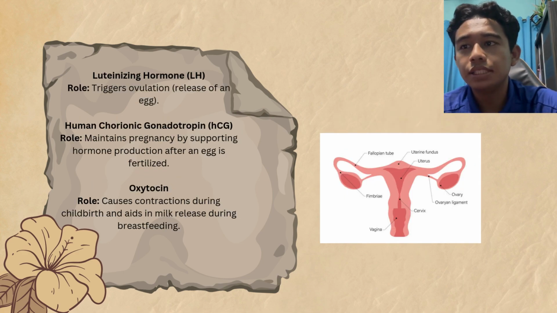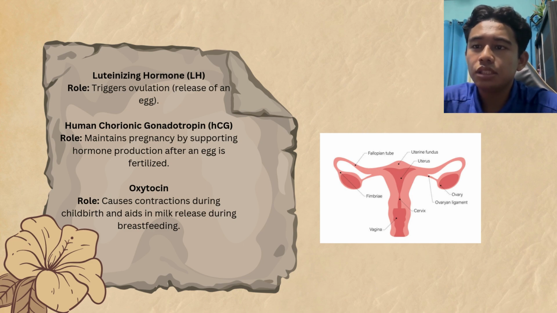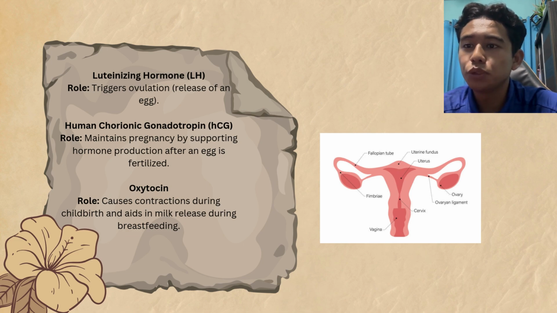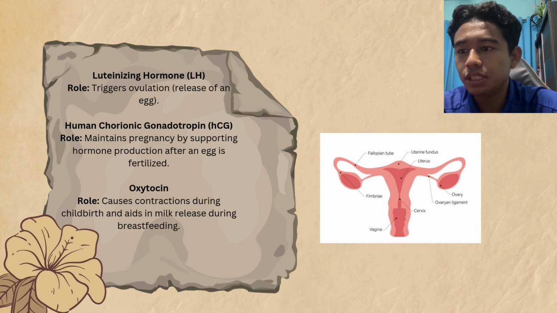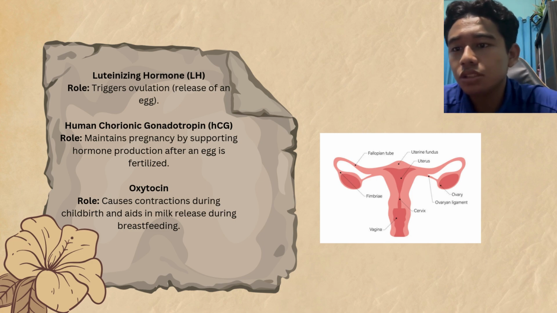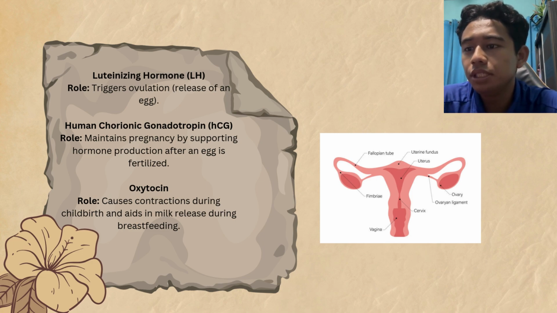Luteinizing hormone, LH. Role: triggers ovulation, the release of an egg. Human chorionic gonadotrophin or HCG. Role: maintains pregnancy by supporting hormone production after an egg is fertilized. Next, oxytocin. Role: causes contractions during childbirth and aids in milk release during breastfeeding.